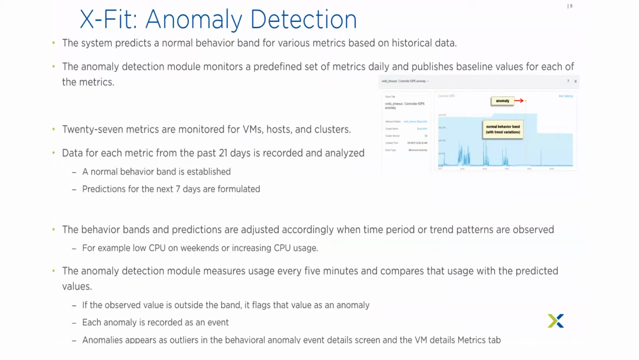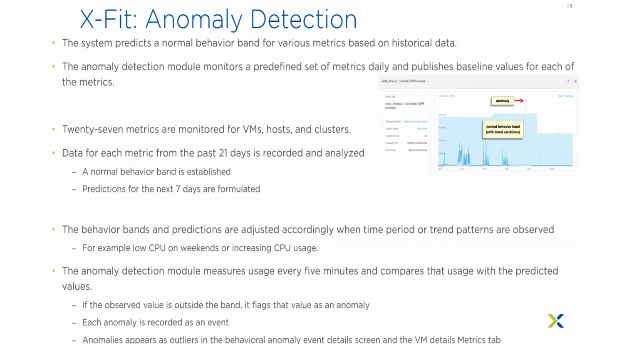One question we have is, okay, that's great, Nutanix is creating a performance profile for my VMs, my hosts, my clusters. But the next question always is, what type of data is that based upon, right? In our case, we're looking at at least 3 weeks or 21 days of data. From there, we analyze those metrics and establish a normal behavior band, or normal performance profile.